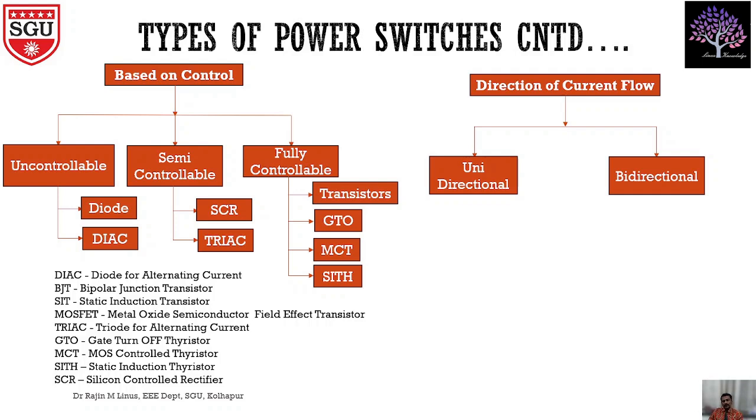Cathode to anode, it will not be possible. That's why it is called unidirectional. Even ideal switches, drawing the ideal characteristics, we have learned that.